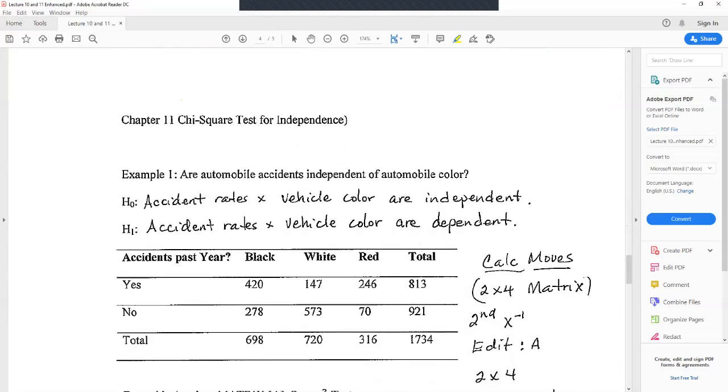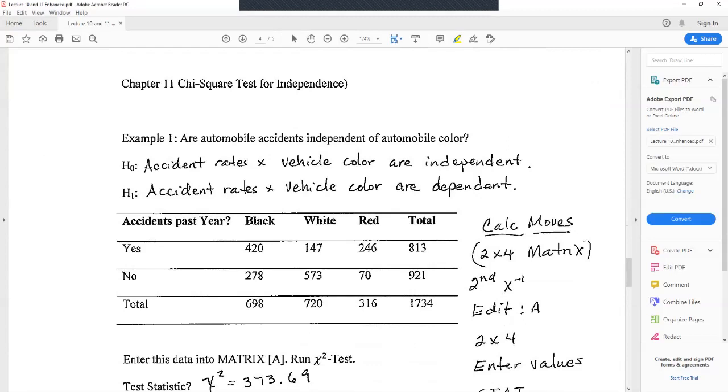Chapter 11, chi-square test for independence. I just realized I have an error on here. I'll have to take care of that momentarily.